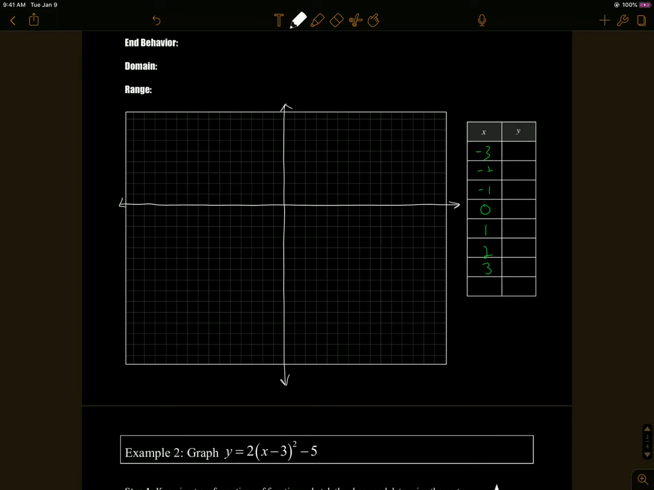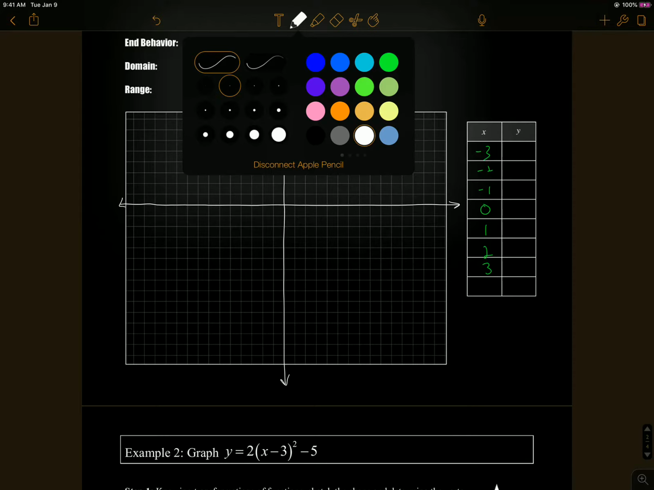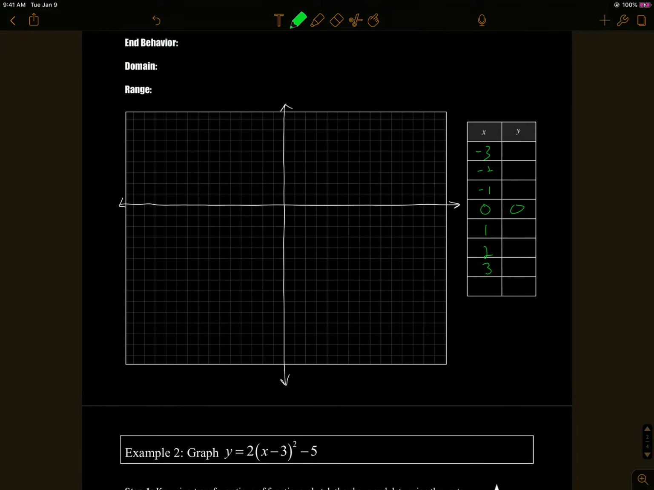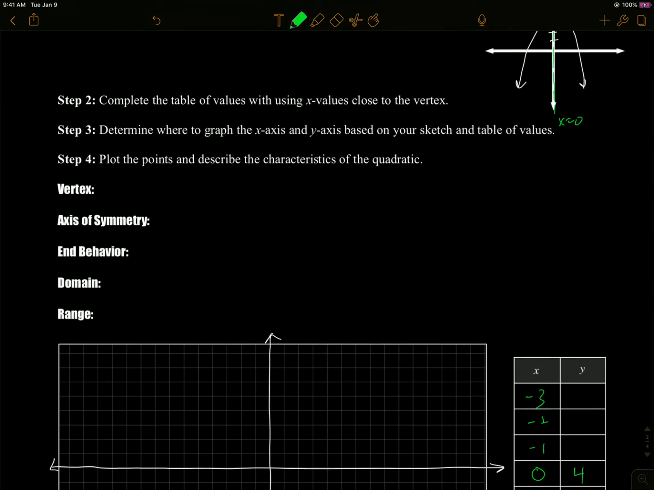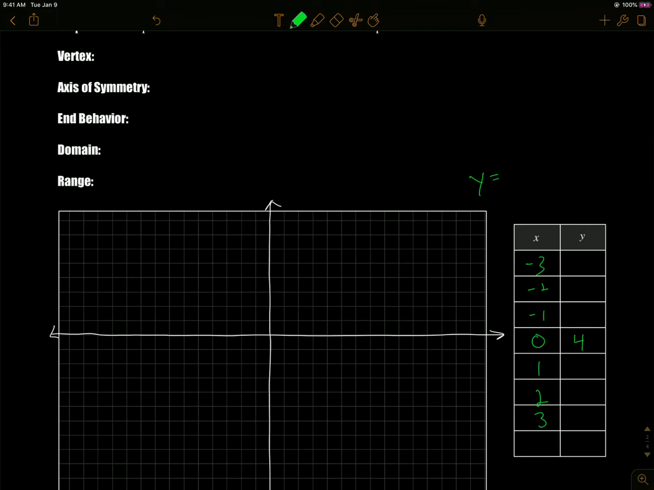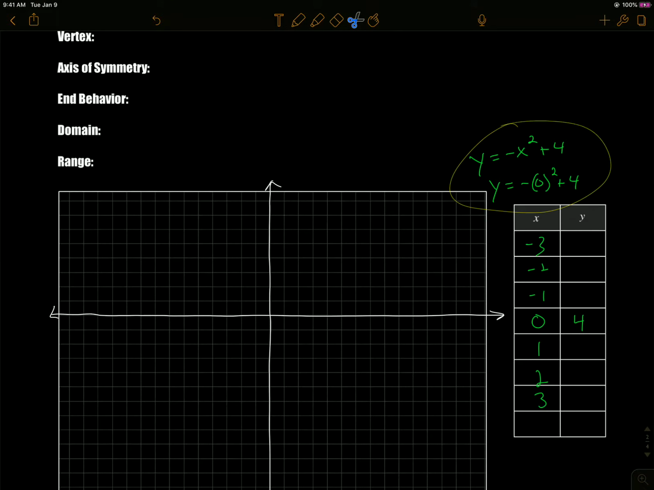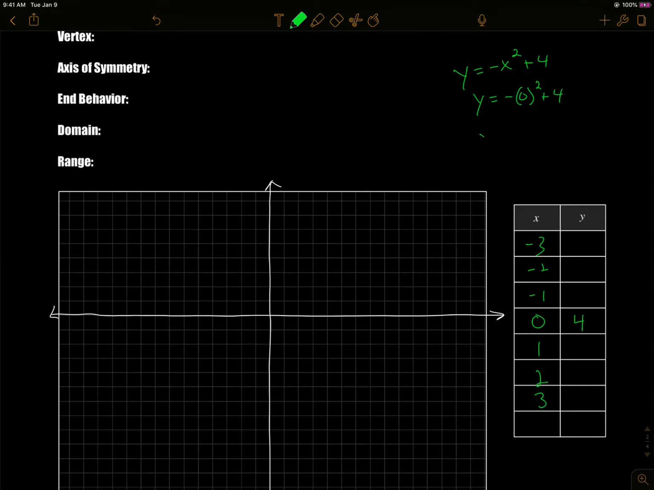All right, so we know our vertex is going to be at (0, 4) because it was shifted up 4. But how do I get that from this equation? I'm going to write it above here. It was y equals -x squared plus 4. So if I plug in 0 for x, I get y equals -0 squared plus 4. Let me buy myself a little room here. So 0 squared is 0, so y equals 4. So when x is 0, y is 4.